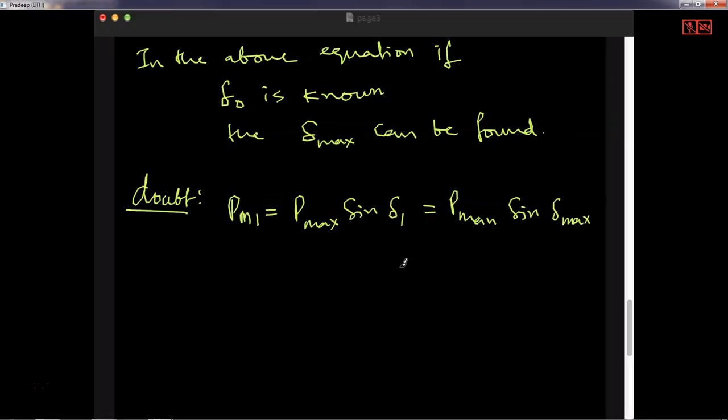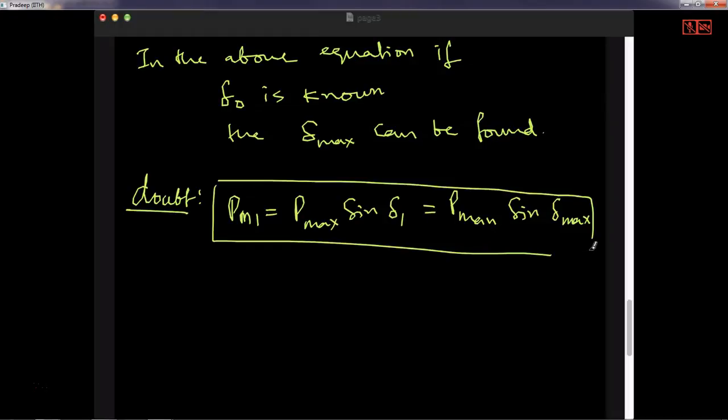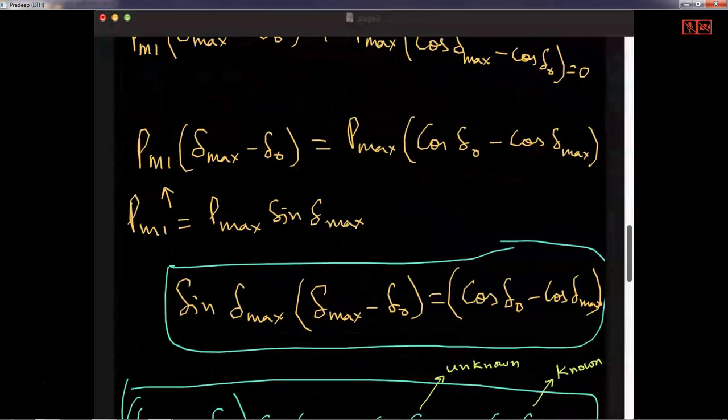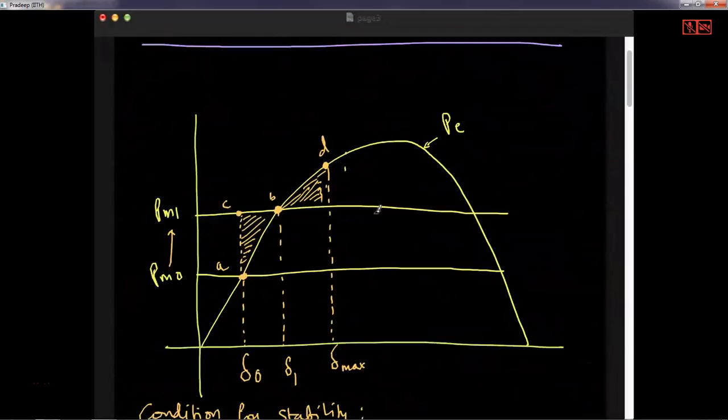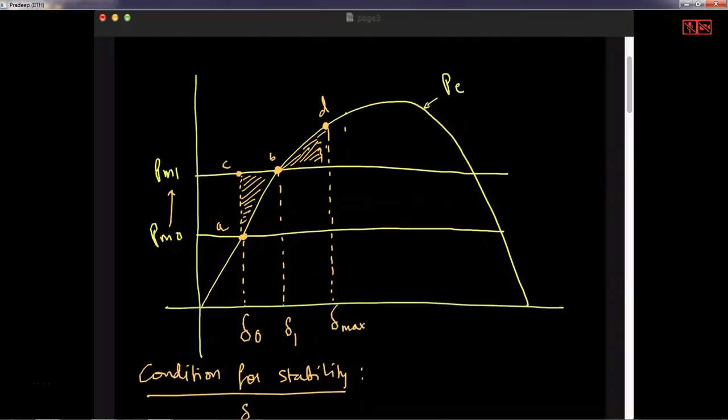That is because I created confusion by drawing a wrong figure. So let me correct the figure. So there is some problem with this figure. So let me write the figure in such a way. I'll just delete this figure and redraw the figure.